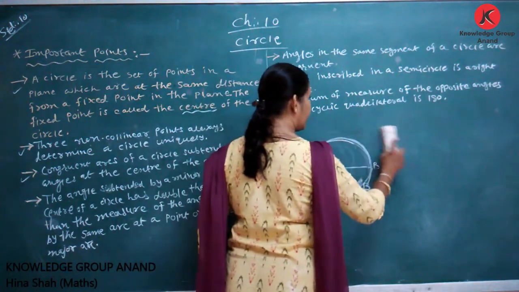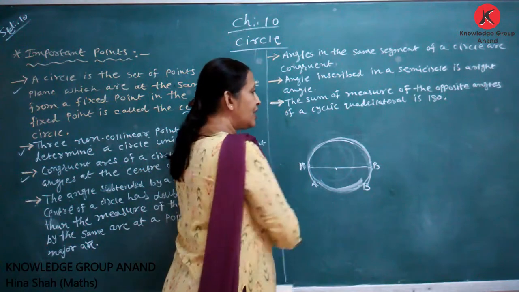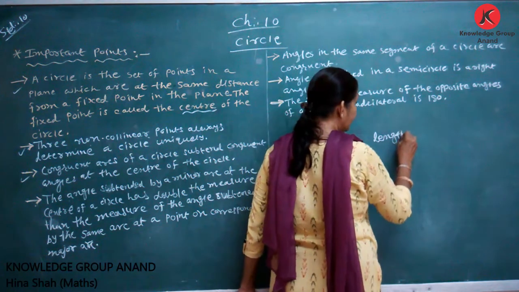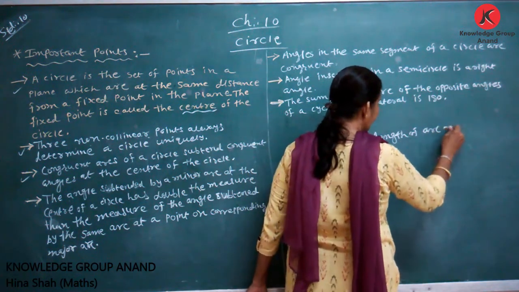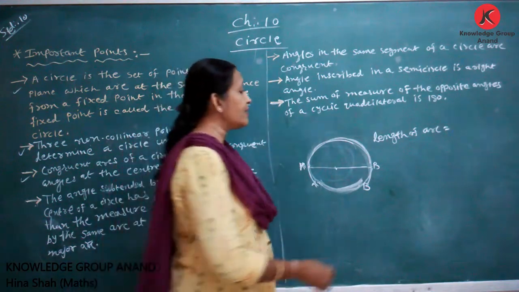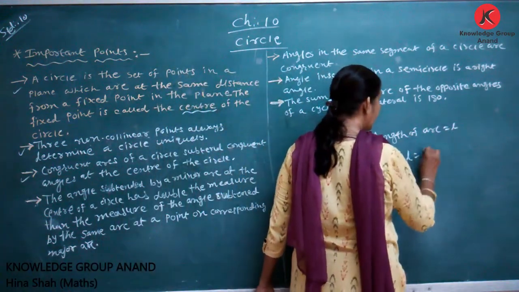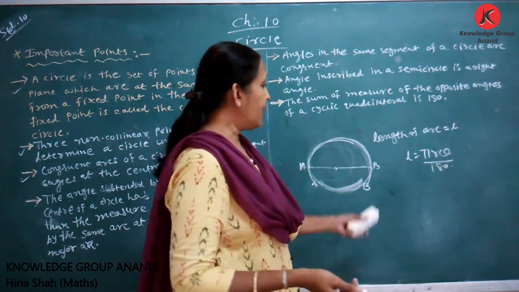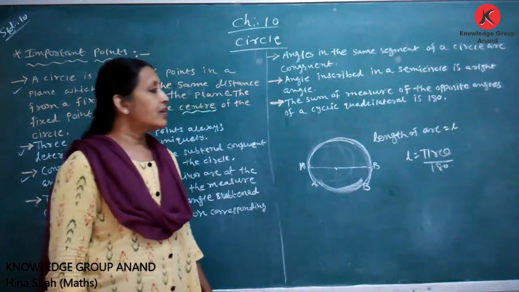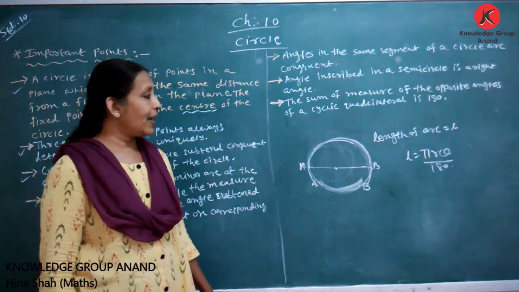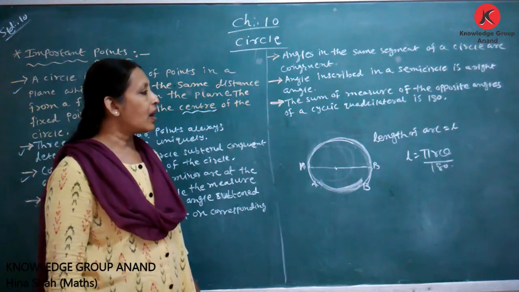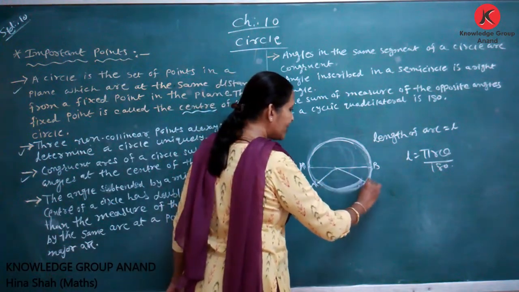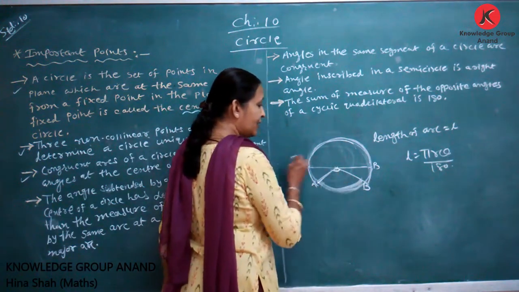Length of minor arc, formula. In standard 9, we learned the length of arc. Length of arc L is equal to pi r theta upon 180. Suppose we calculate some sum, therefore we use this formula. L is equal to pi r theta upon 180. What is theta? Theta is the angle subtended by the arc at the center. Then it is called theta.